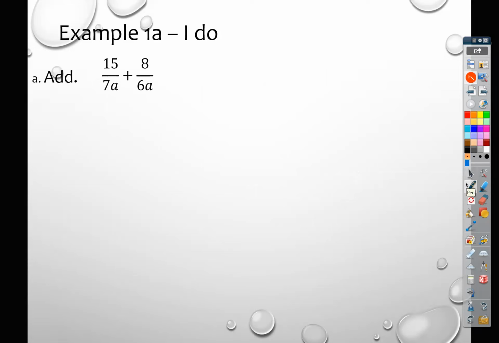So the first step was to find the least common denominator. So out of 7a and 6a, the least common denominator would be 42a. This is how I think the easiest way to do this is. This is just me though. What do I need to multiply to 7a to get 42a? I need to multiply by 6, right? So if I multiply by 6 on the bottom, I have to multiply by 6 on the top. When I do that, I would get 90.